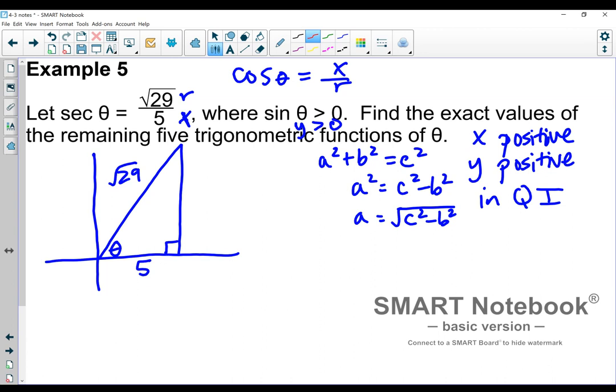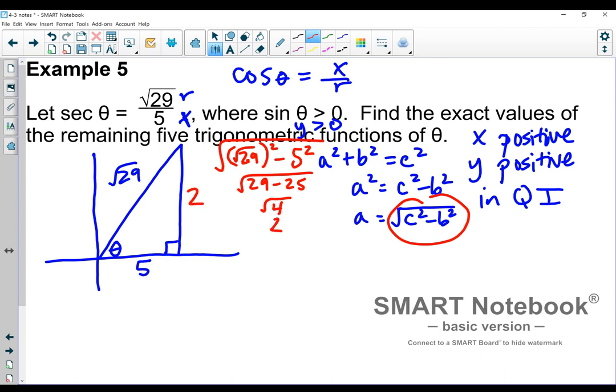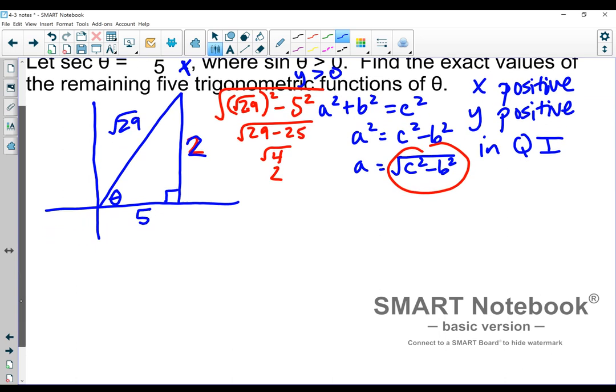So this is just what I'm going to do. I'm not going to worry about this whole Pythagorean theorem. So my hypotenuse is square root of 29. So I would do square root of 29 squared minus 5 squared. And we're going to take the square root. So 29 minus 25 is going to be 4. And the square root of 4 is just 2. So that's how I get that third side on my triangle. So I just did a shortened, condensed form of the Pythagorean theorem.